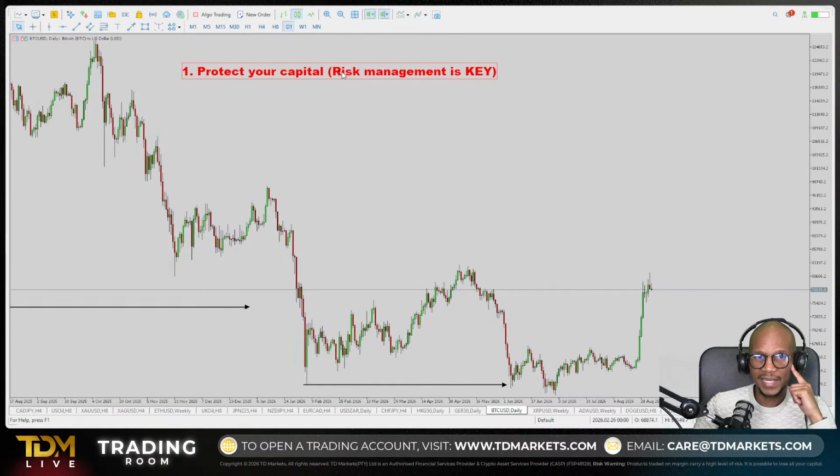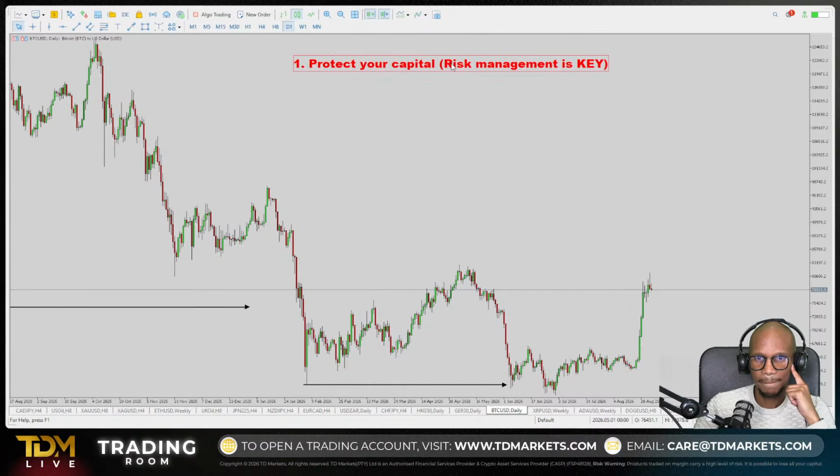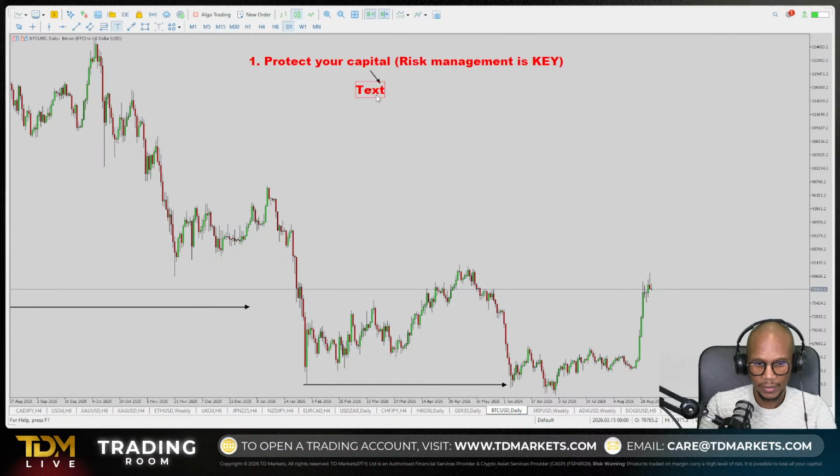The very first lesson in trading is to protect your capital. That's point number 1. What capital are we talking about? We are talking about whatever risk you take in a trade. Forget about the profits in a trade.